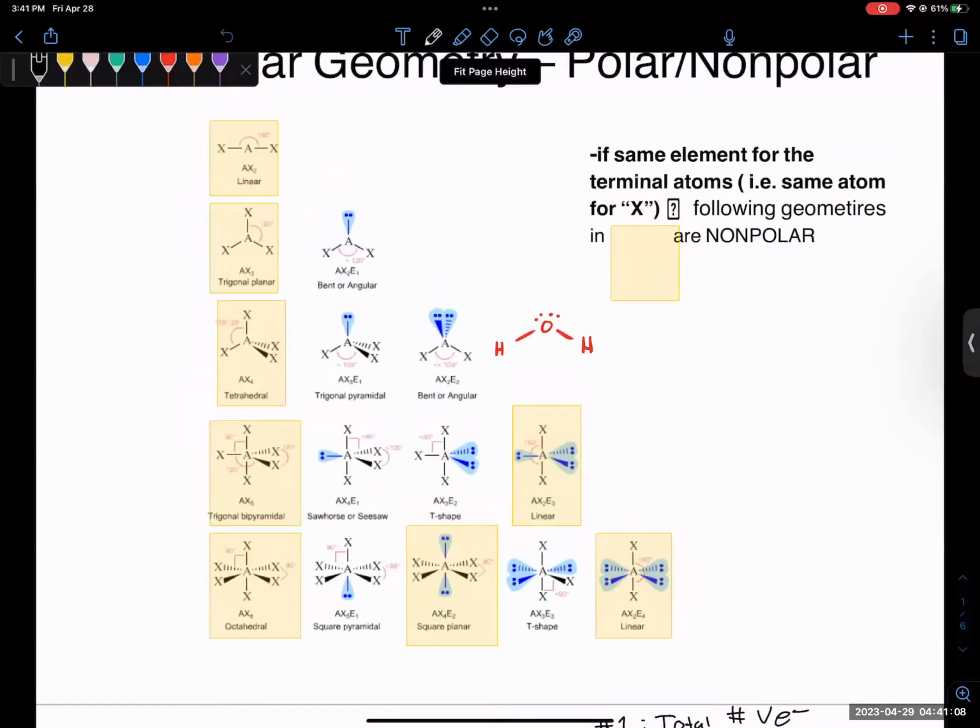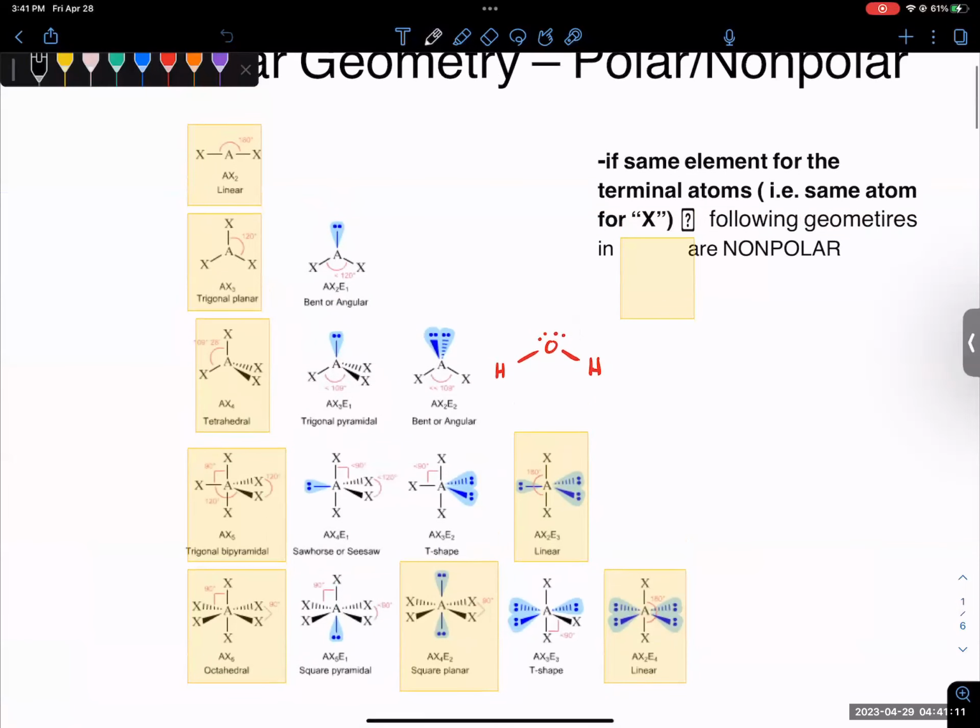So in this chart, if the terminal atoms are the same, everything highlighted yellow is going to be nonpolar. What we're dealing with is this one right here, the very bottom right. We're dealing with that one, because if it has the same terminal atoms, which it does, they're both bromine, it's going to be nonpolar. Again, that's just a memorization thing.